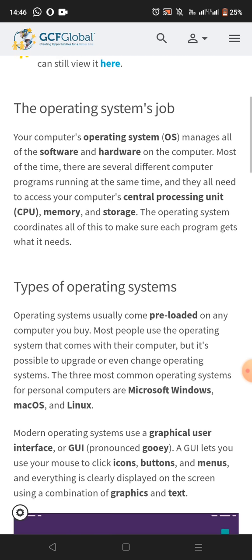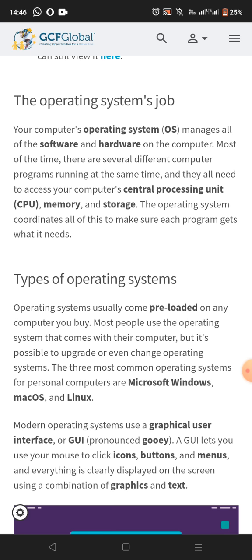Types of operating systems. Operating systems usually come preloaded on any computer you buy. Most people use the operating system that comes with their computer, but it's possible to upgrade or even change operating systems. The three most common operating systems for personal computers are Microsoft Windows, Mac OS, and Linux.